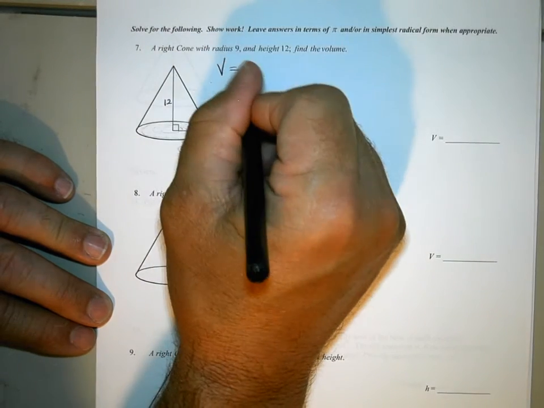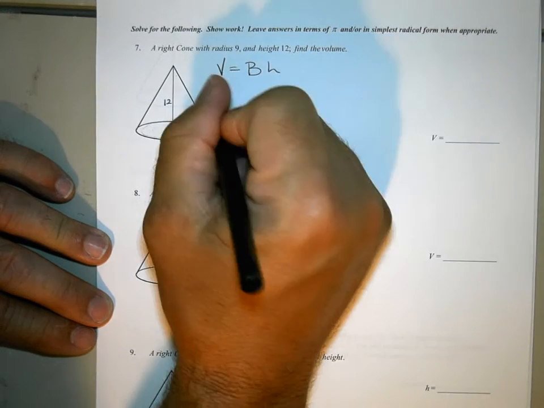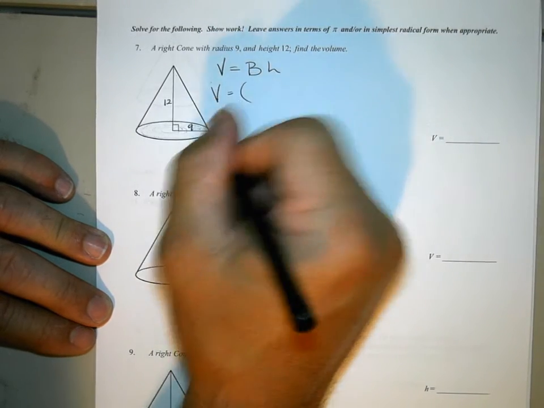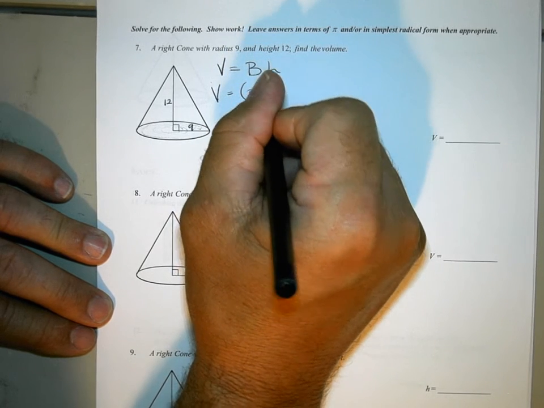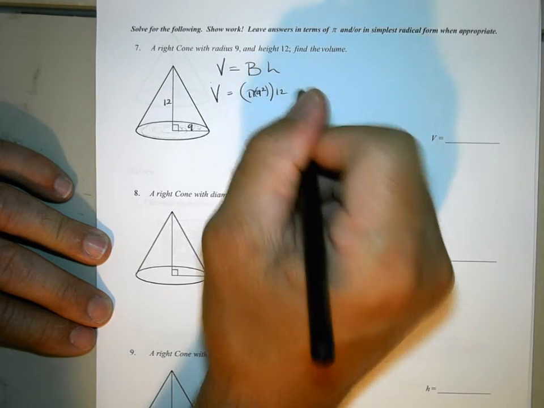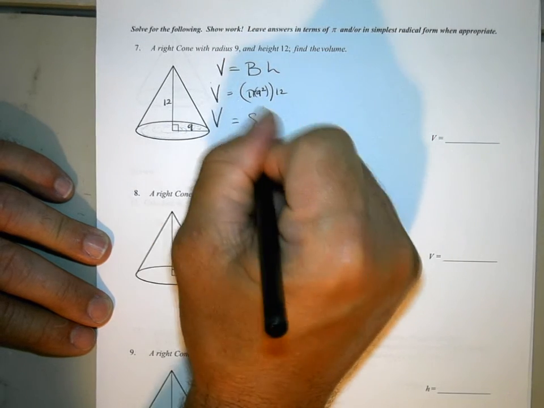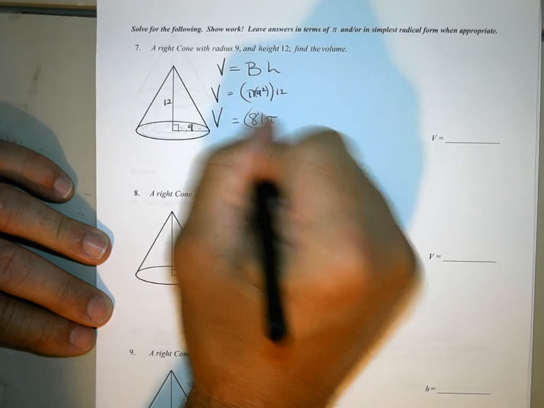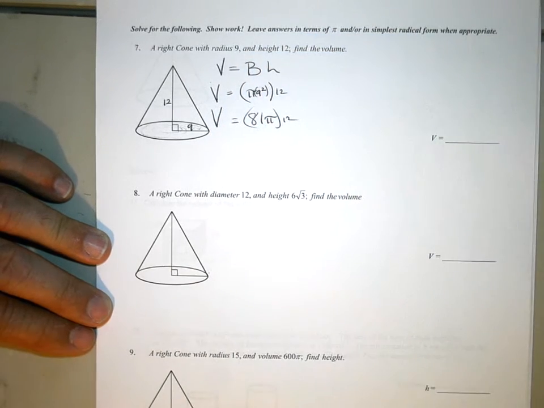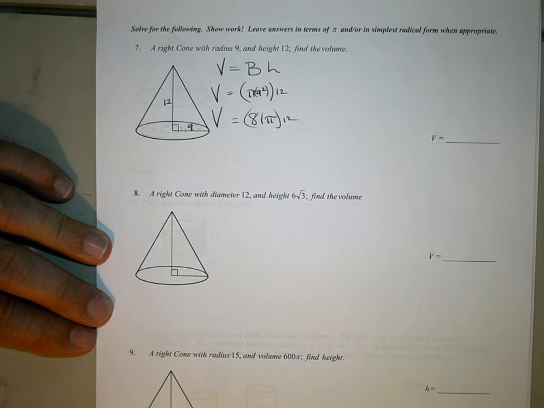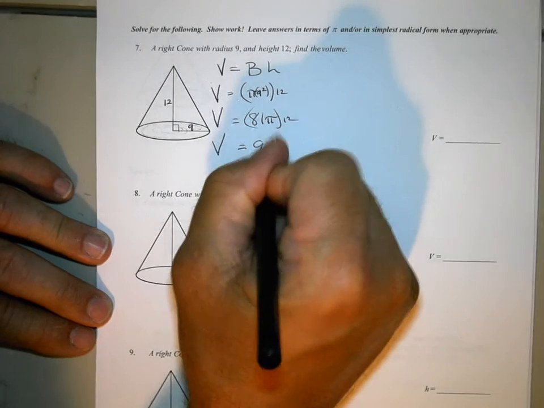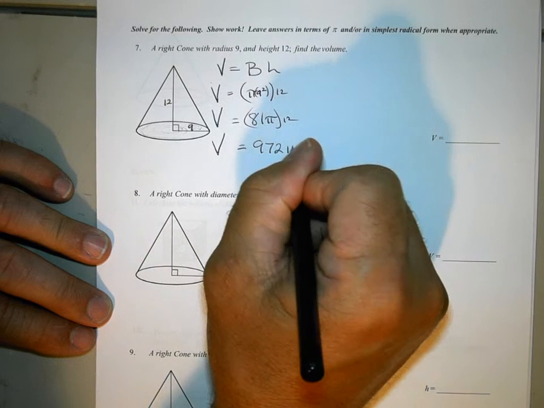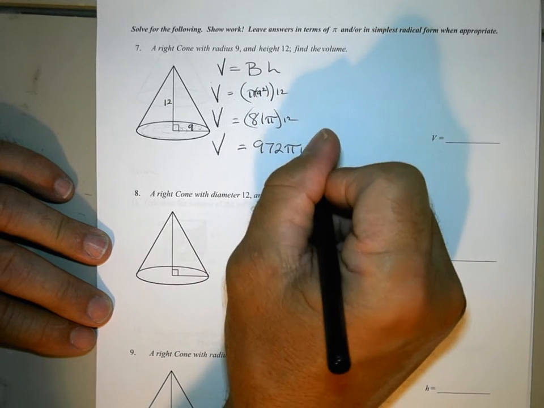Volume equals base area times height. The base area is pi times radius squared, and the height is 12. So volume equals 81 pi times a height of 12. Let's do that: 81 times 12, and we get 972. So this guy has a volume of 972 pi units cubed.